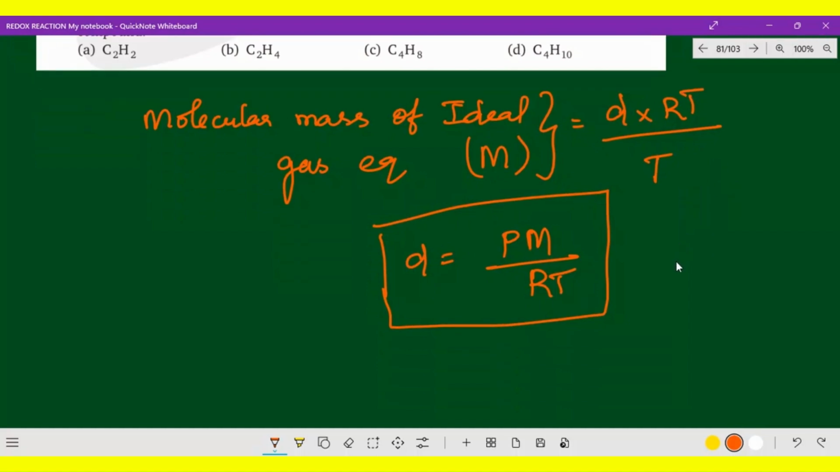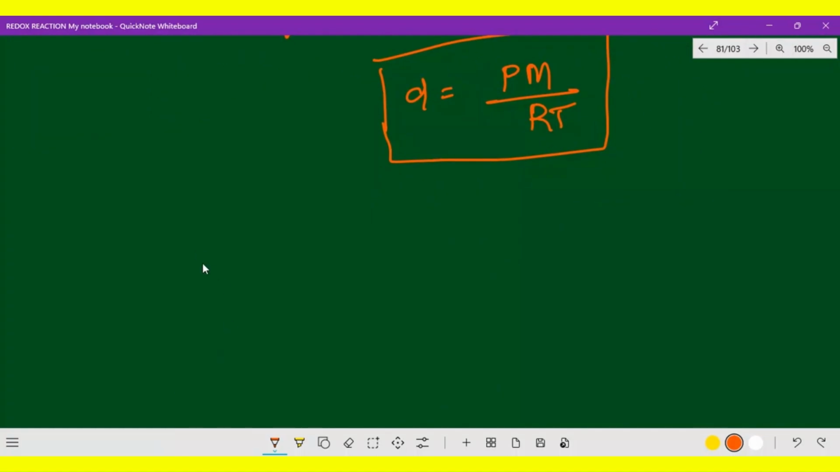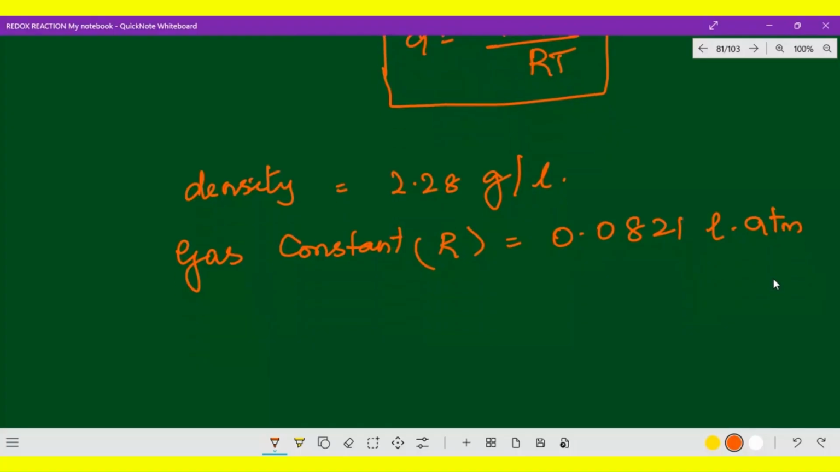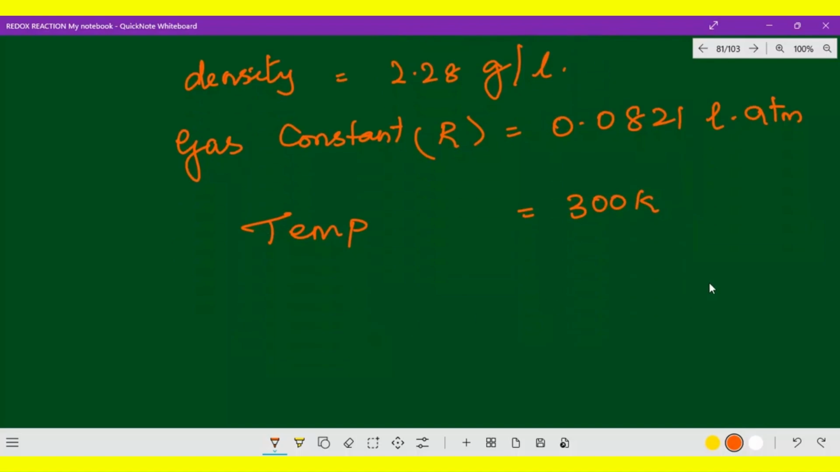Okay, they have given all the data. Let us point out each data. Density, how much? It is 2.28 gram per liter, mass by volume, no? Gaseous constant R is 0.0821 liter atmospheric pressure, right? Now the next one, temperature, they have given: 300 Kelvin. Pressure is 1 atmospheric pressure.